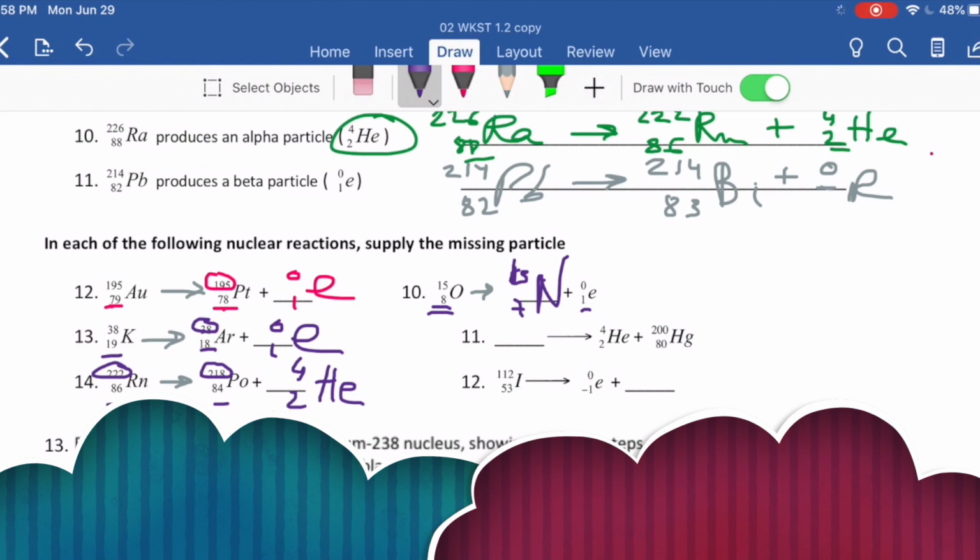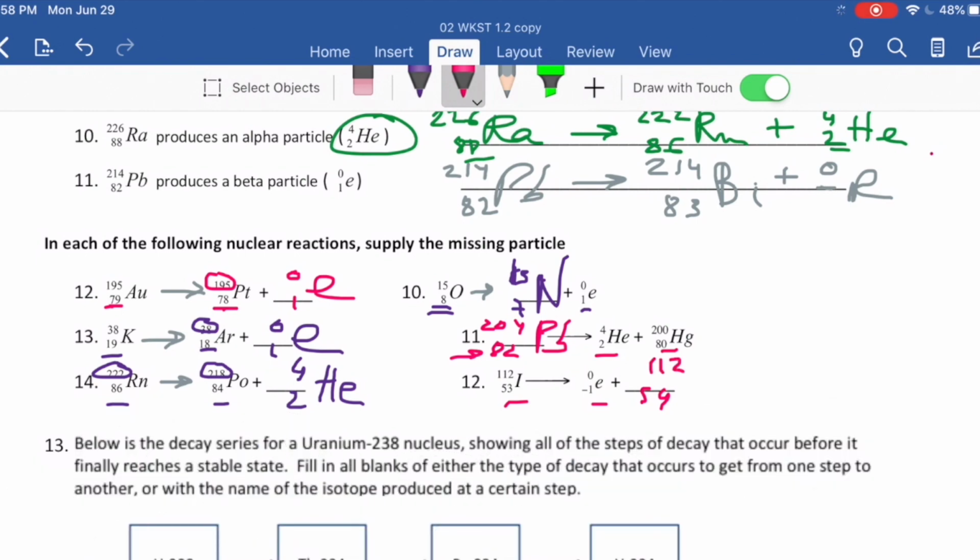Okay, so next one. What's the element that originally transmutated to turn into mercury and release an alpha particle? So this is how we do this. We take 80 plus 2, 82. And then 4 plus 200, 204. I go to the periodic table, I look at the atomic number of 82, and I see that that's going to be lead. And finally, iodine, it's releasing a beta particle. And then what's going to happen is that 54 plus negative 1, it's 53. And then 112 plus 0 is 112. And this is going to be xenon.